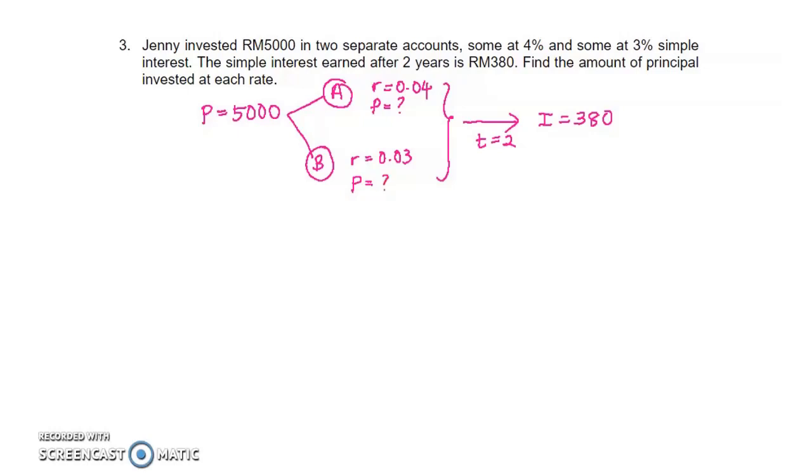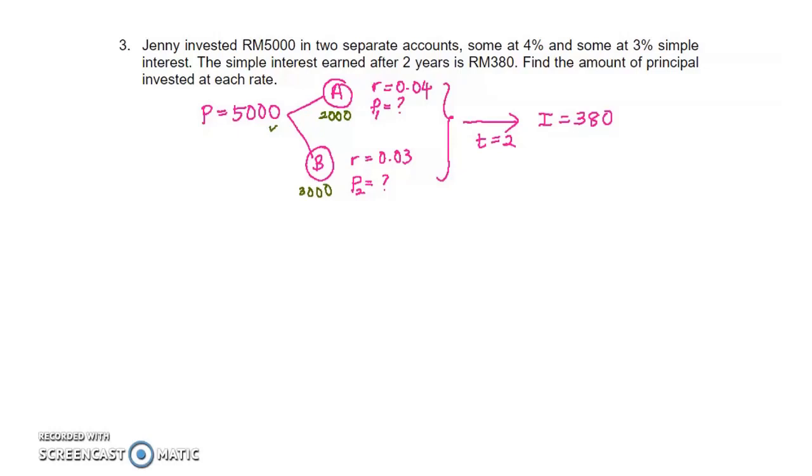I give you an example. She has 5,000 just now. Let's say in account A, she put 2,000. So account B will be 5,000 minus 2,000, which is 3,000. Now we want to find what is value P at account A and what is value P at account B. Let's say account A, I put it as P1, and account B, I put it as P2. Which formula to use? We want to find the amount of principal, meaning value P.